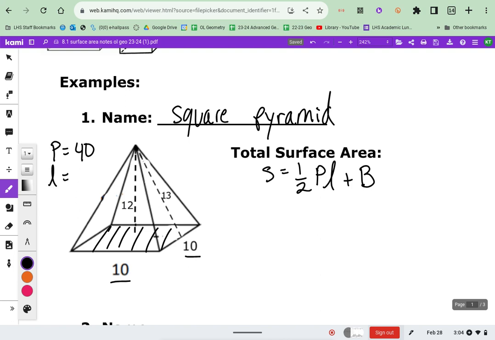Let's see, the cursive L is our slant height. So slant height is like if you were going to go to the pyramids in Egypt and sled down the side of the pyramid, that's the slant height. So in this case, it's 13. The 12 that you see in there would just be the regular height. And then capital B is the area of the base. So what's the area of that square? 100, yeah, 10 times 10.